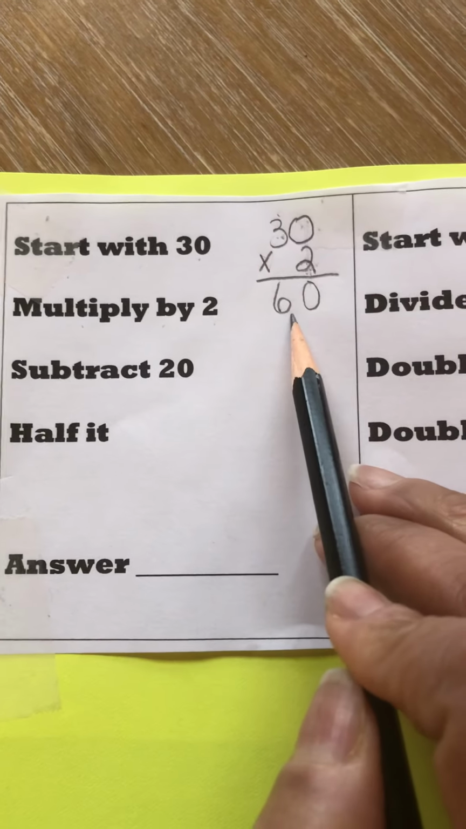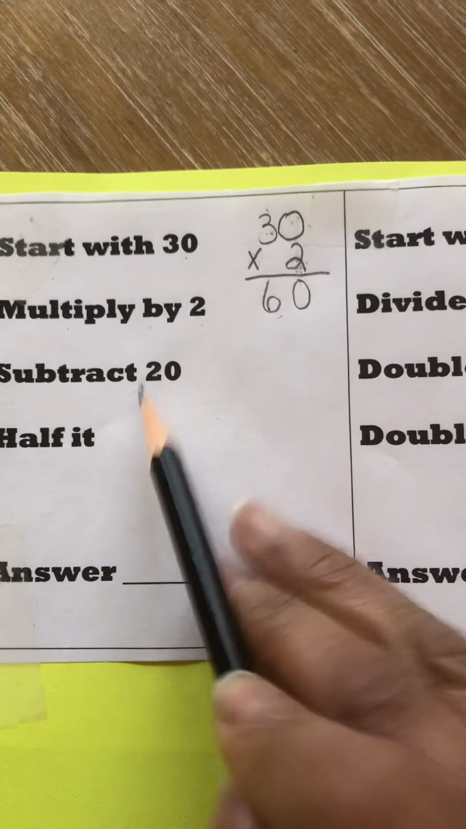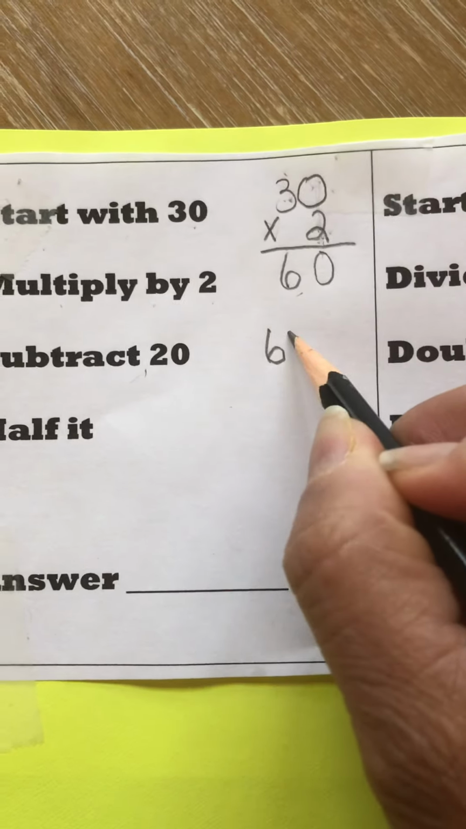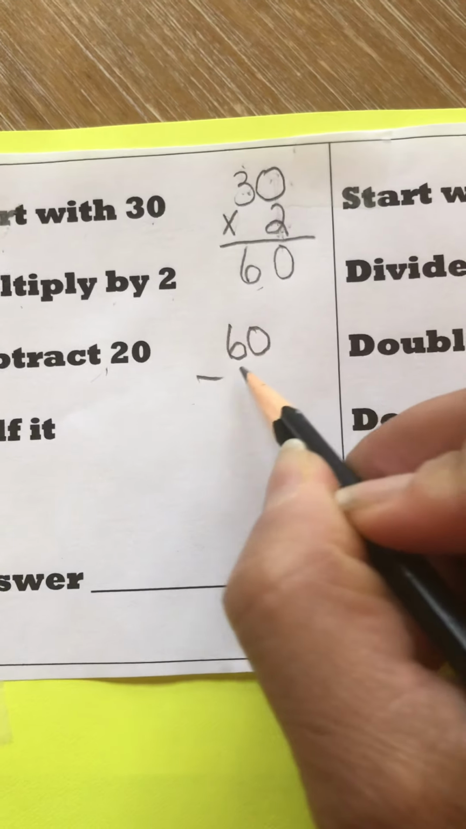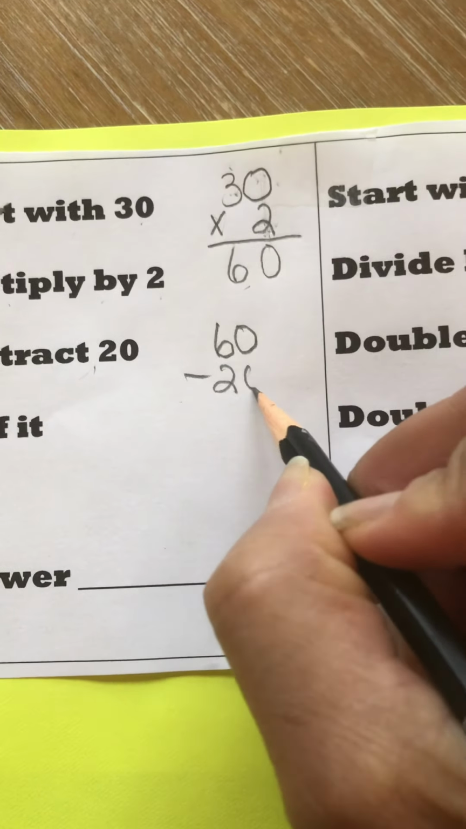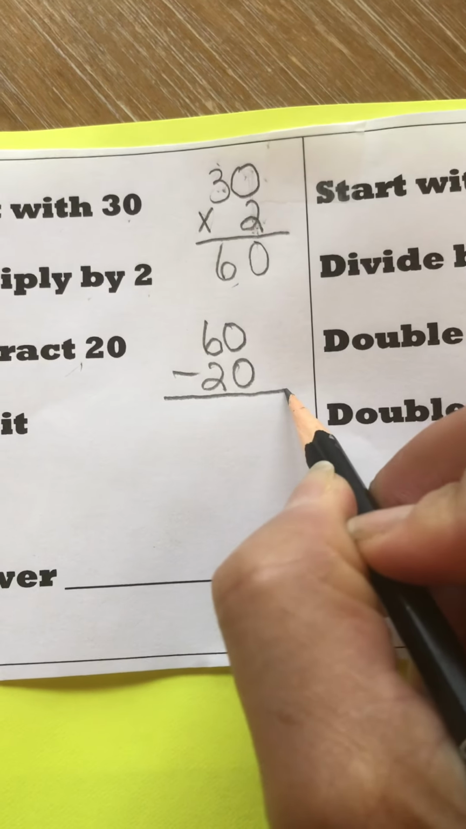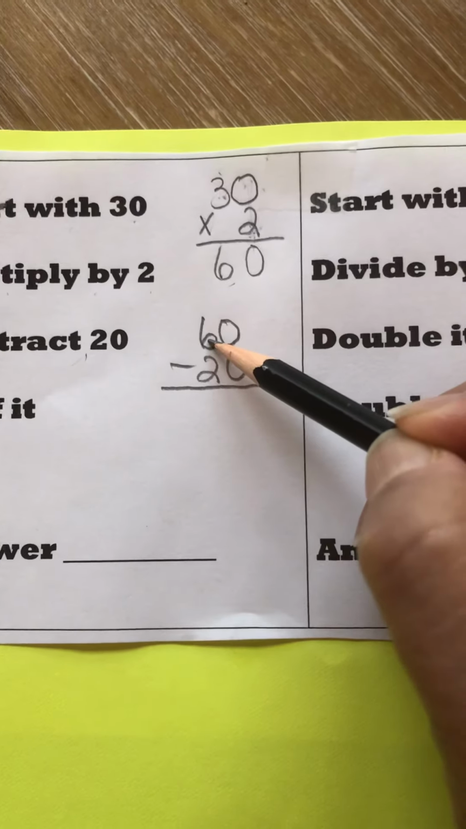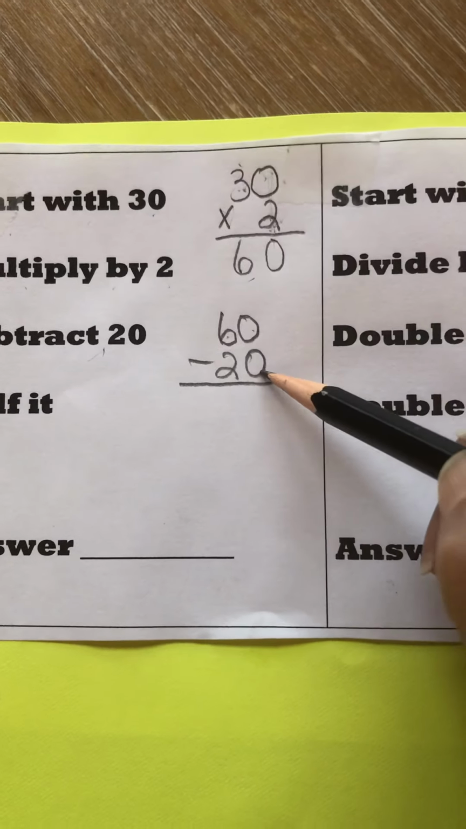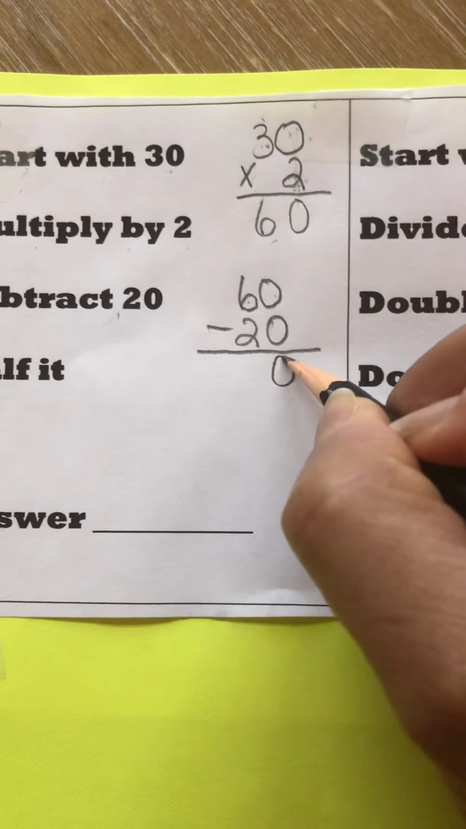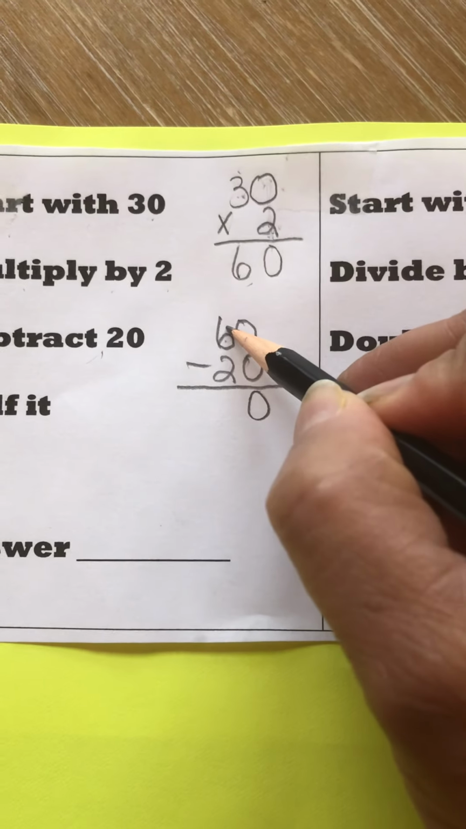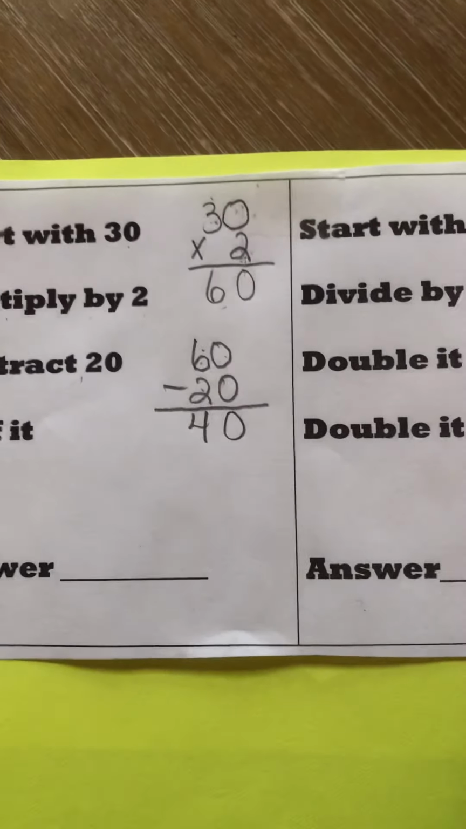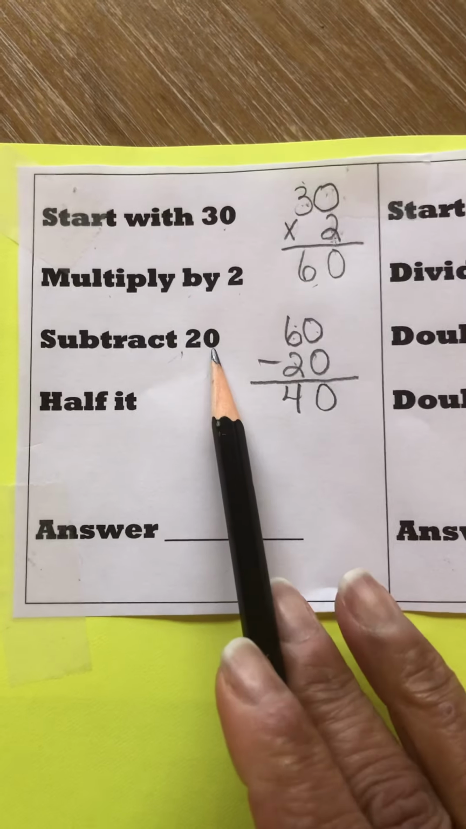We have 60. Now we have to subtract 20 from that. So again, I'm going to write 60, but I'm going to subtract it from 20. And again, same rules apply. We start in the ones place and then work our way to the tens. 0 minus 0 is 0. And in the tens place, 6 minus 2 gives me 4. So now I'm at 40. We subtracted the 20, so that's done.